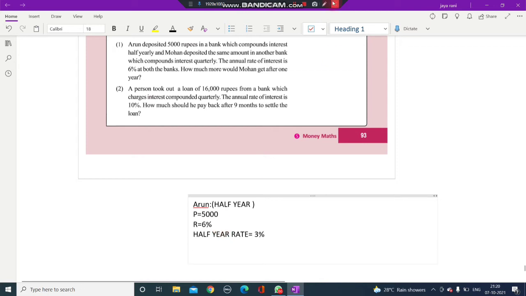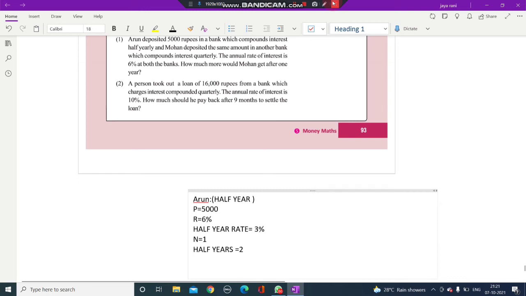Then what about the number of years here? n is equal to 1 year. We need to find out the amount after 1 year. Then how many half years are there? That means interest is compounded 2 times. So in 1 year, 2 half years are there.